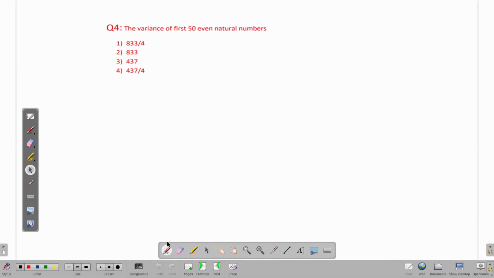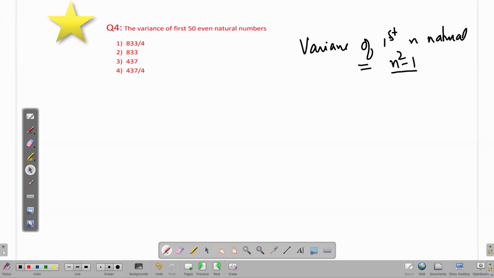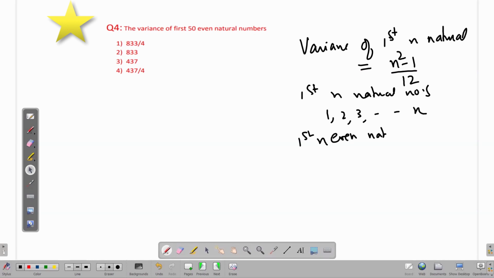Another application here, very important. The variance of the first 50 even natural numbers, in this case, I have to find. I have obtained the variance of first n natural numbers, and my formula was n square minus 1 upon 12. First n natural numbers were 1, 2, 3 till n. But first n even natural numbers are 2, 4, 6 till 2n. Here I have to find the first 50 even natural numbers. So in place of n, I just replace this by 50.